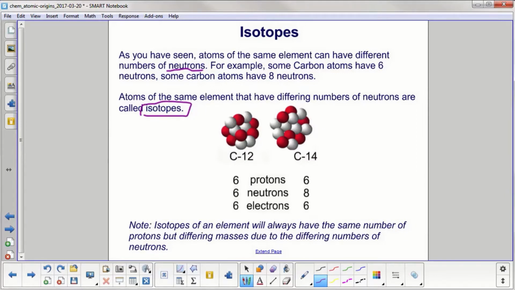So here's two versions of carbon. They both have 6 protons. However, carbon-14 has 8 neutrons and carbon-12 has 6. They both have the same amount of electrons as protons. So just to summarize here in italics, isotopes of an element will always have the same number of protons but differing masses due to the differing numbers of neutrons.